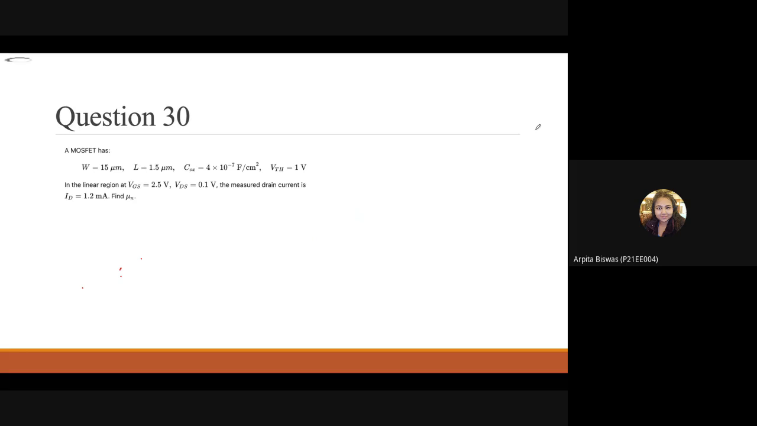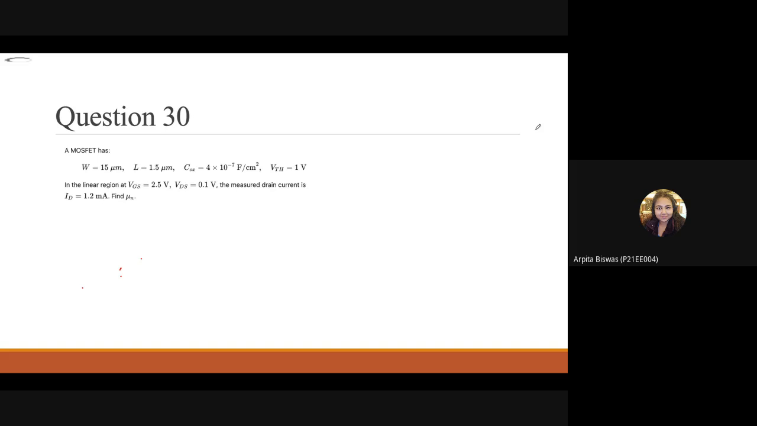This is question number 30. W by L value is given, COX is given, and VTH is given. So in the linear region at VGS equal to 2.5 volt, VDS equal to 0.1 volt, we measure the drain current ID as 1.2 milliamps. Find the mu n. It is operating in the linear region, so please find out the value of mu n.